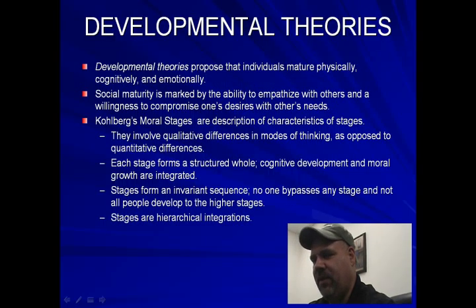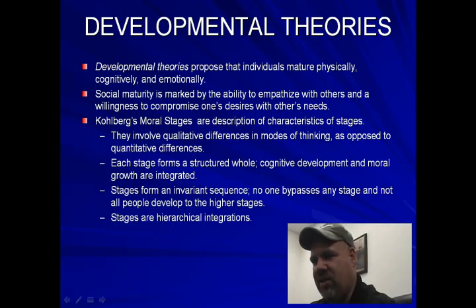Developmental theories. Developmental theories propose that individuals mature physically, cognitively, and emotionally. Social maturity is marked by the ability to empathize with others and a willingness to compromise one's desires with others' needs.